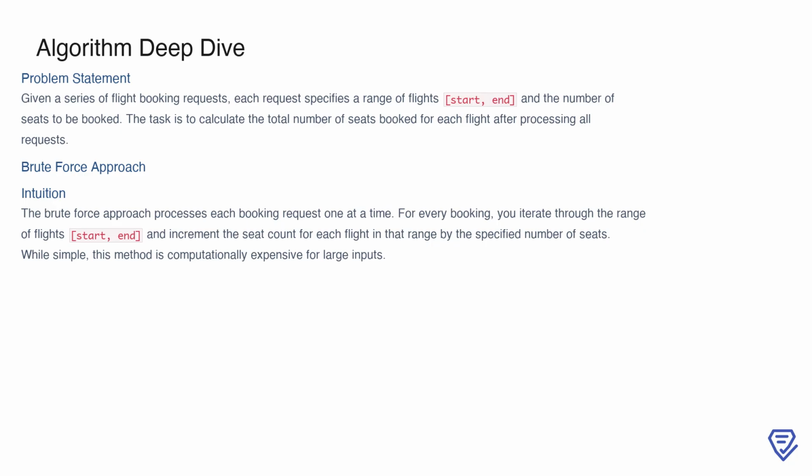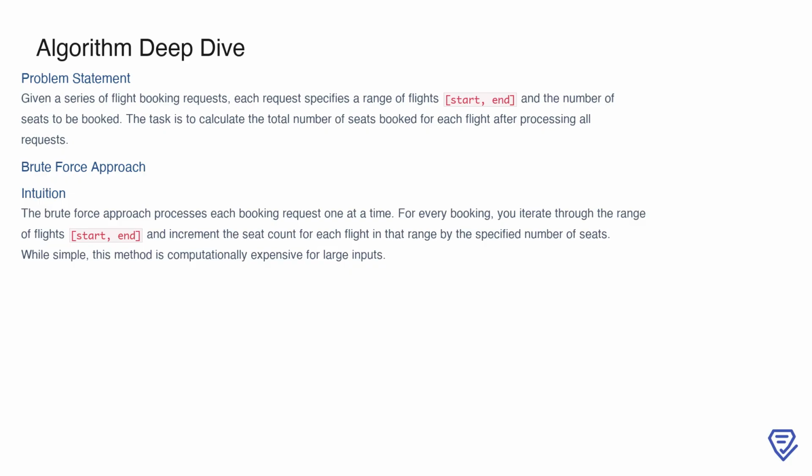To understand this problem, imagine there's a series of flights, and each booking request specifies a range of flights that need seat reservations. For example, a booking might say to reserve seats for flights 2 through 4. Our goal is to determine the total number of seats booked for each flight after all requests are processed.